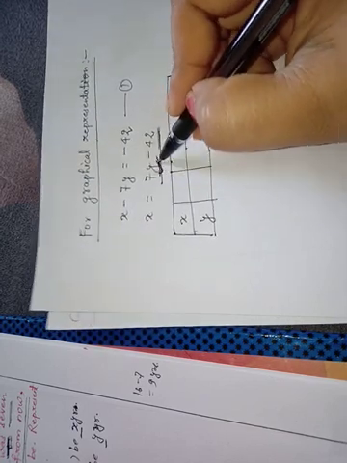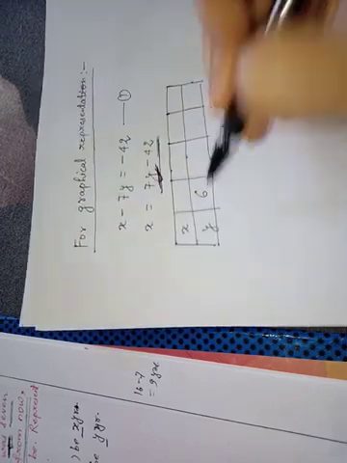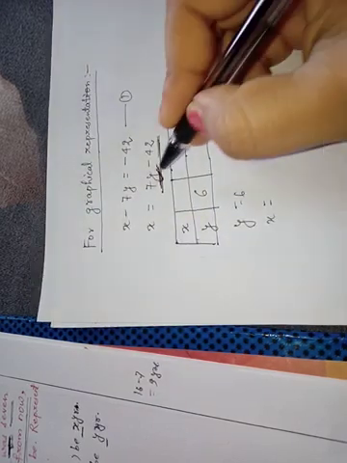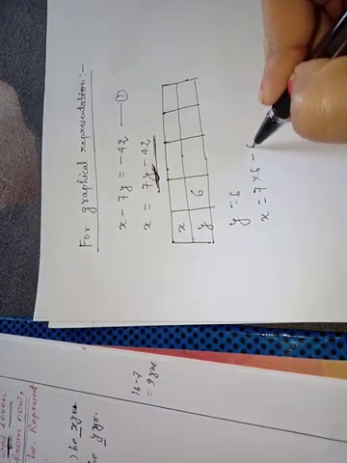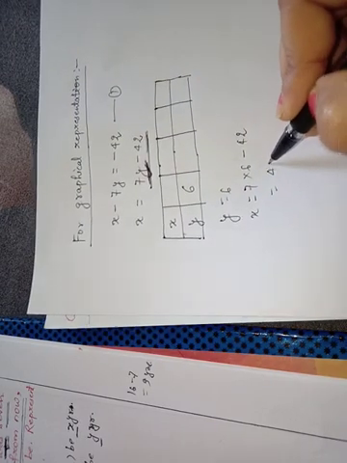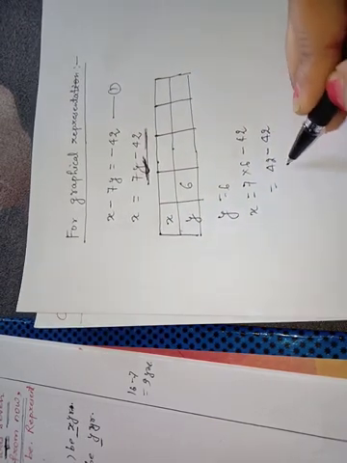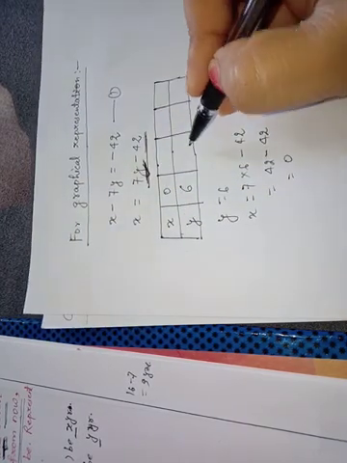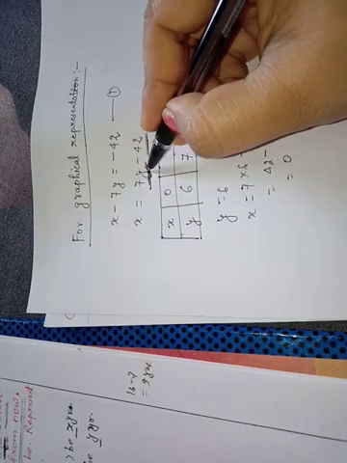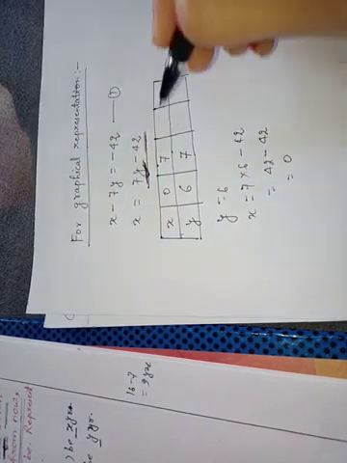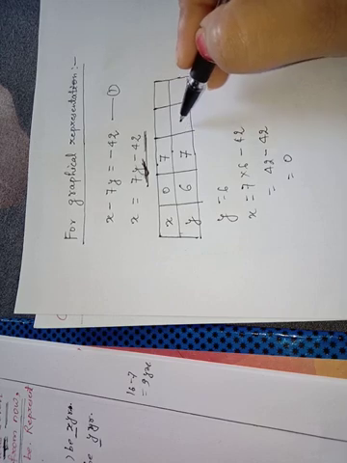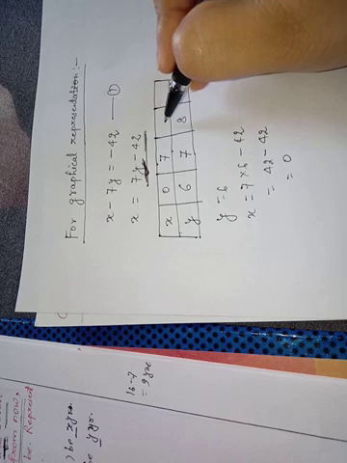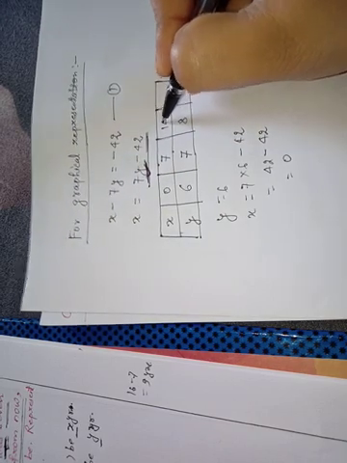So suppose I take y equal 6, then x equals 7 into 6 minus 42. It means 42 minus 42 equals 0. So if y equals 6, then x equals 0. If y equals 7, then 7 sevens are 49, minus 42 means 7. If I put y equal 8, then we will get x equal 14.